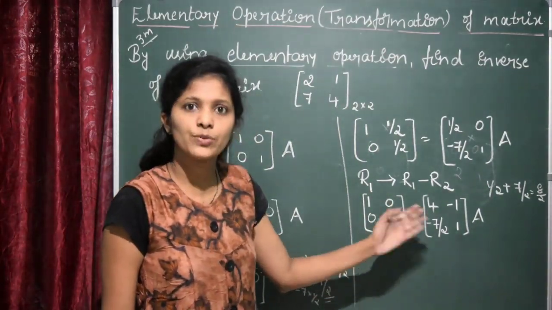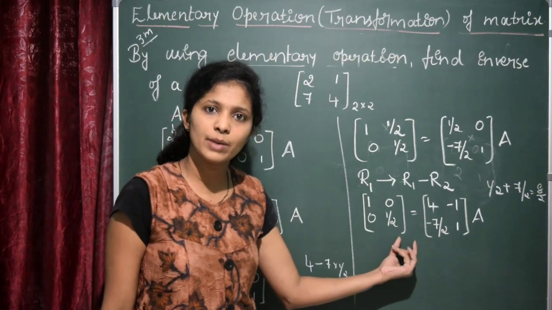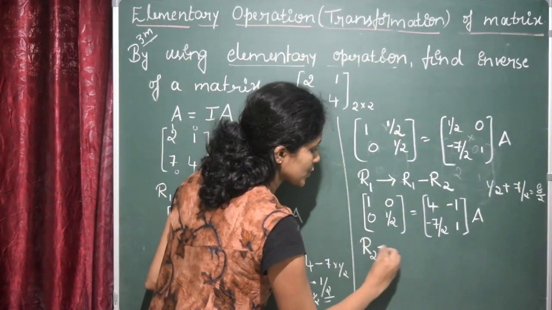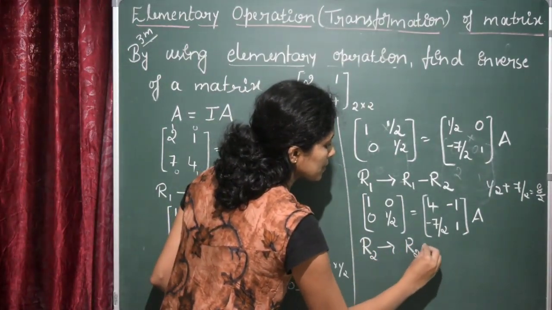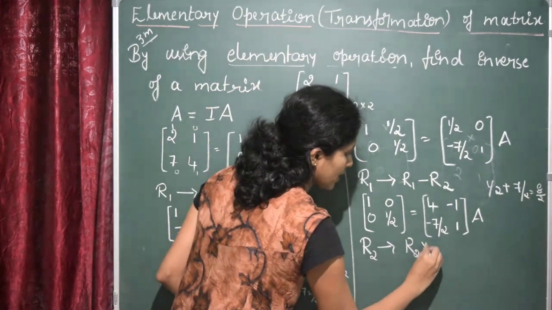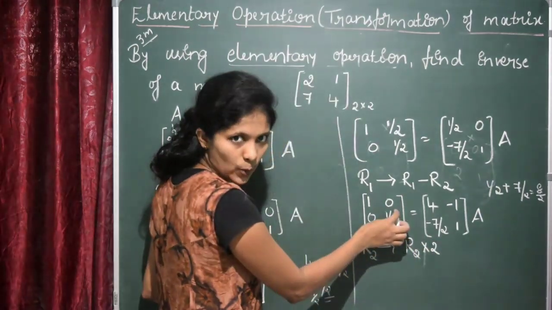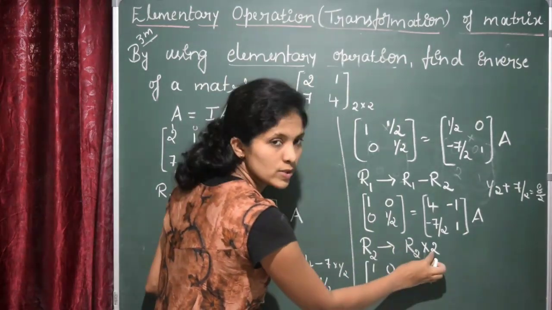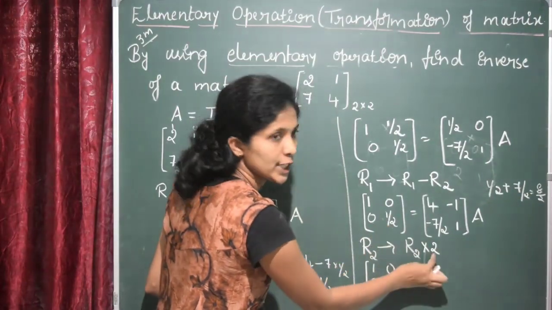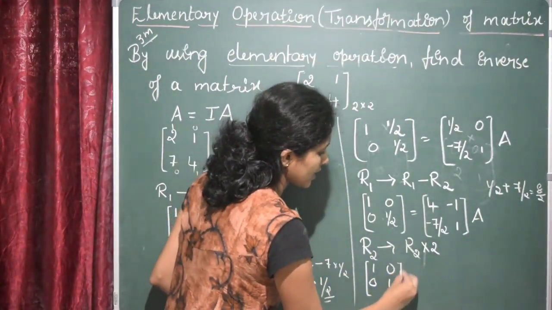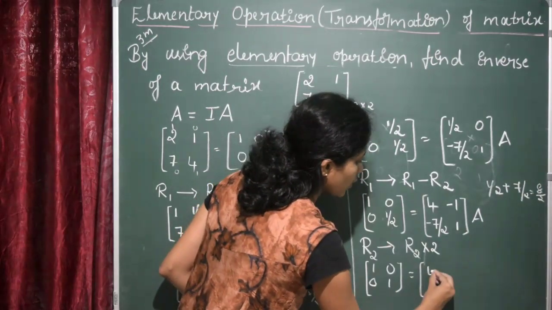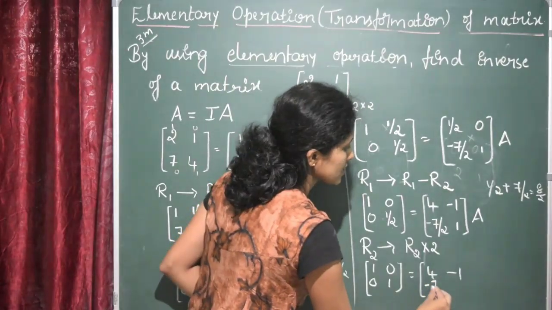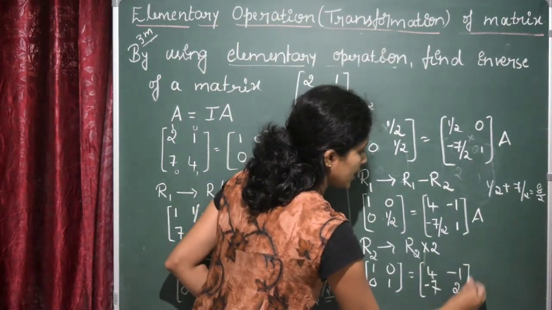Here we need 1. What can we do? Divide this one by 1 by 2, right? This will not change. This will be 0 itself. So R2 changes to R2 multiplied by 2. Sorry, not dividing, multiplying by 2, because we have to cancel 2 and 2. So multiply by 2. So this will be now 1, 0, and 0 into 2 will be 0. 1 by 2 into 2, 2 and 2 will get cancelled, 1. So this is now 4, minus 1. Minus 7 by 2 into 2, 2 and 2 will get cancelled, minus 7. So 1 into 2 will be equal to 2, into B.